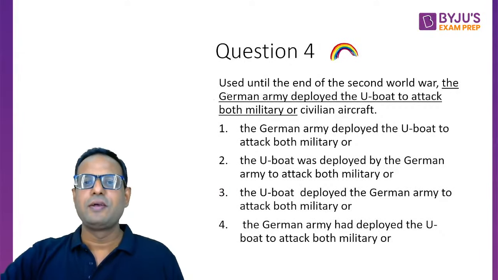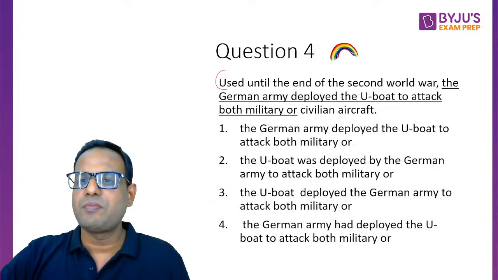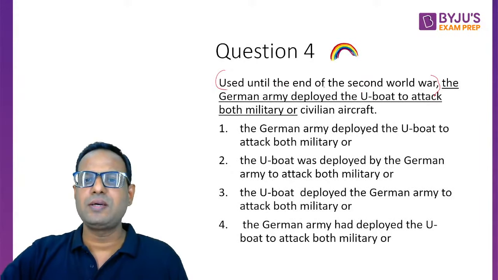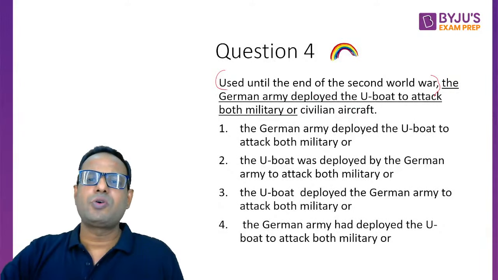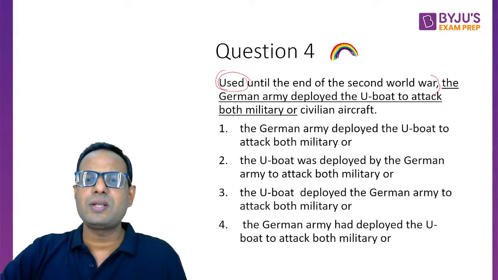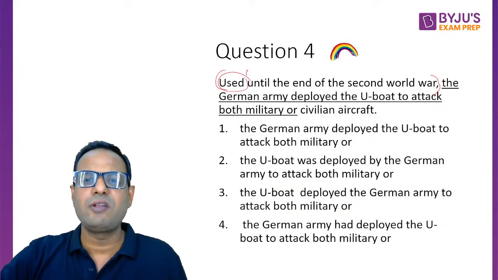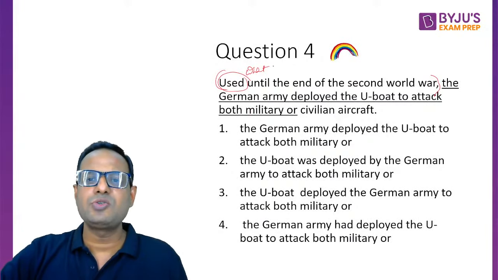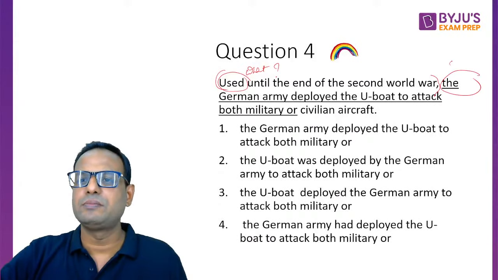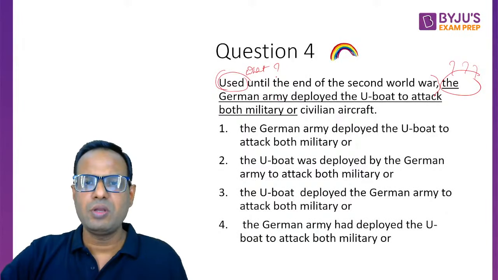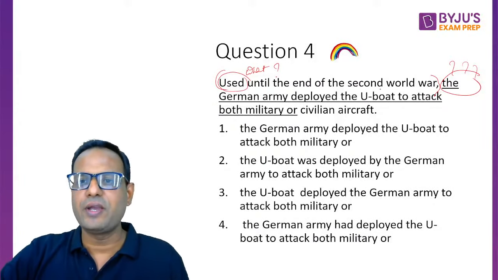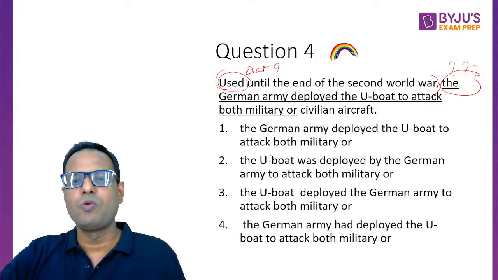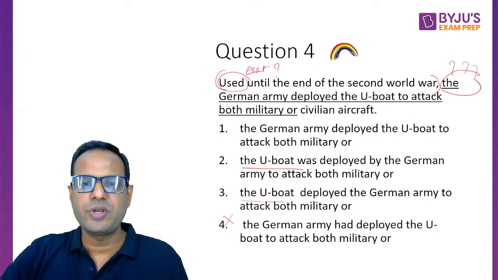Alright. So over here, this is the modifier. Read the sentence very carefully. Used until the end of the Second World War, the German army deployed the U-boat to attack both military and civilian aircraft. We are talking about something being used until the end of the Second World War. Hang on and ask yourself, what? And the answer to the question what should come right over here. What is used? The German army or the U-boat? The U-boat was used, not the German army. So the modifier is used until the end of the Second World War. What? The U-boat, not the German army.